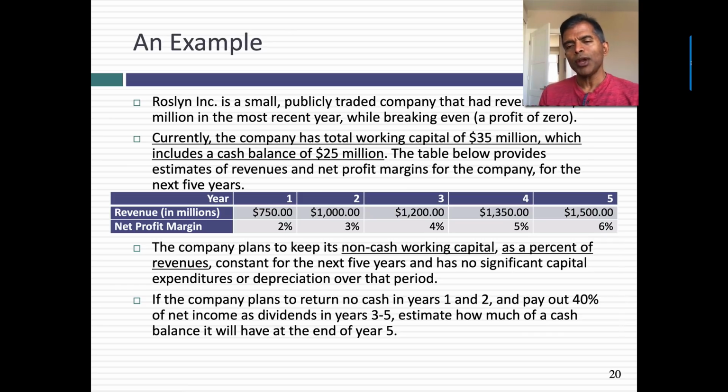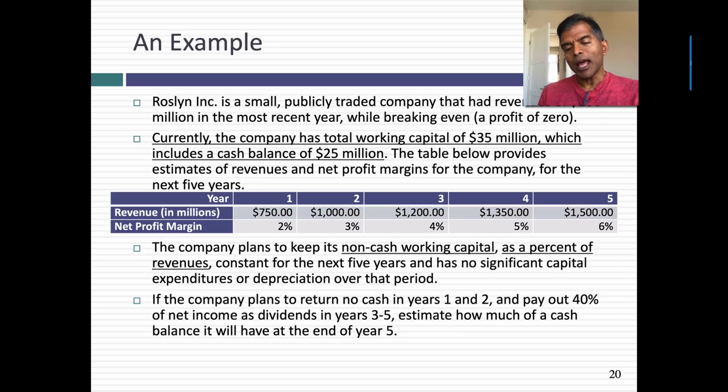You have a publicly traded company, revenues of $250 million in the most recent year. The company has total working capital of $35 million and a cash balance of $25 million right now. So I've given you my estimates of revenues, and it's going to change dramatically over time. So it's going to go to $750 million next year, $1 billion. So you see my projected revenues and my net profit margin. Net profit margin is net income divided by revenues.